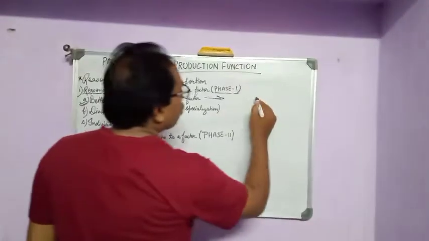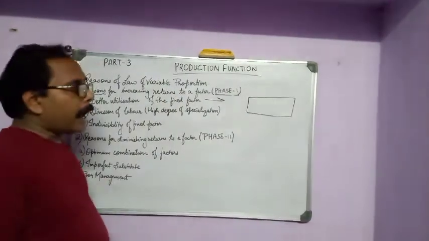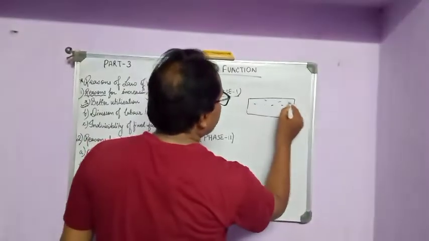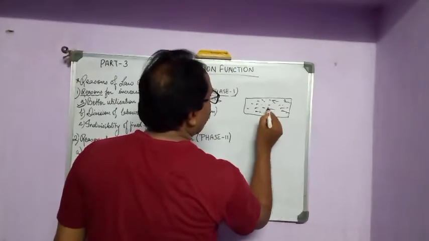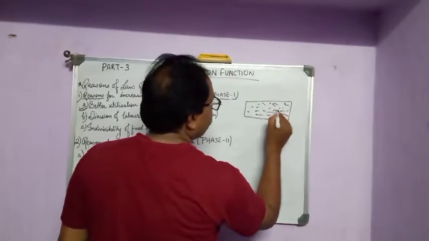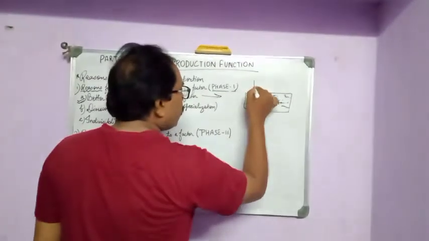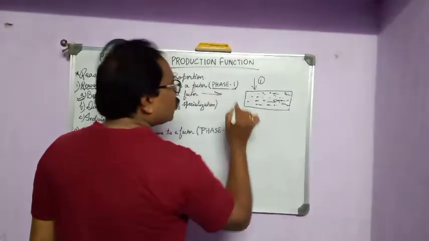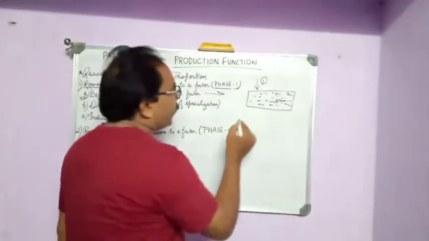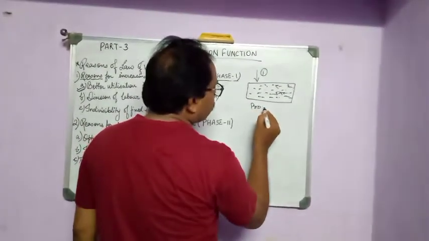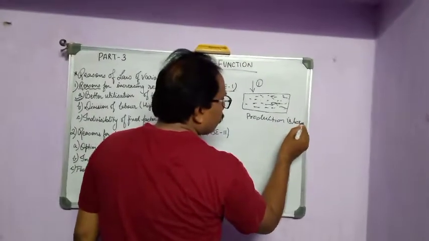Suppose here it is a very big pond, and it is filled with water. So the volume of the water is fixed because it is a pond, and the fishes are also available. When we apply one fisherman to catch the fish, what will happen? We will find that production is very less. Is it clear?